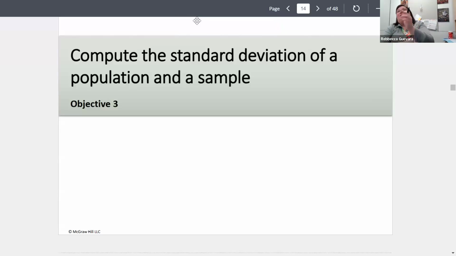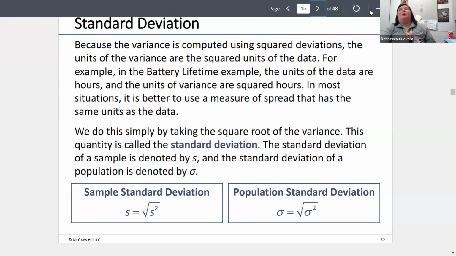Standard deviation is coming right off the heels of variance. Because variance is computed using a squared deviation, the units for variance are squared units of the data. If you were trying to figure out your average commuting time, you have a mean commuting time, and then you're trying to figure out how commuting times vary from that mean. If you use variance to figure that out, variance is giving you units in squared miles, which doesn't make sense if you're trying to figure out a distance in miles.